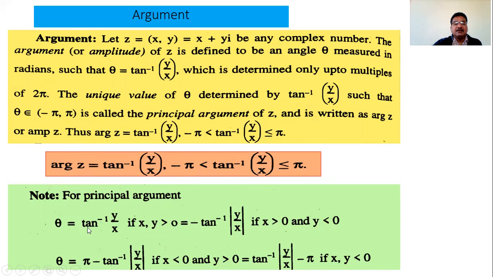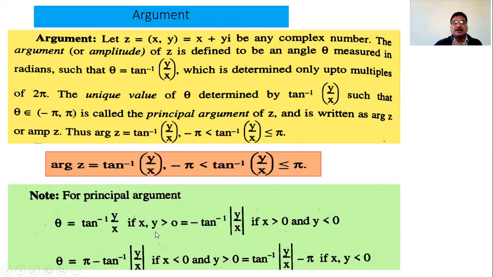So for the principal argument, theta is tan inverse y by x if x and y both are greater than 0, that is, the real part and imaginary part both are greater than 0. Then use this definition. Theta is equal to minus tan inverse y by x if the real part is greater than 0 and the imaginary part is less than 0. This is the definition, but for the purpose of solving examples, use these definitions.